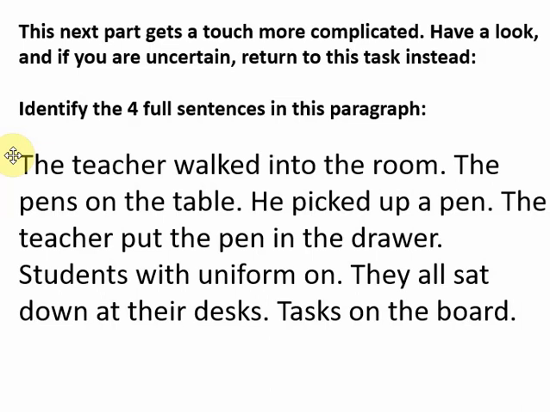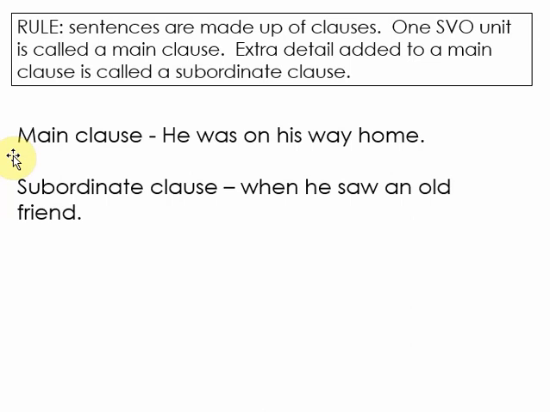Okay, if you want to carry on in a bit more nuanced detail, looking at sentences, look at the next few slides. So, another rule: sentences are made up of clauses. One SVO unit, subject, verb, object unit, is called a main clause. Extra detail added to a main clause is called a subordinate clause.